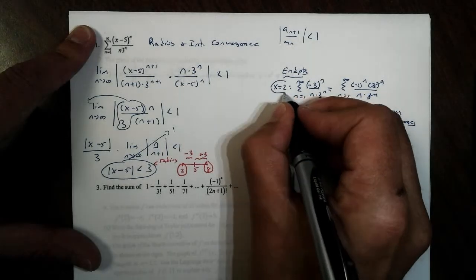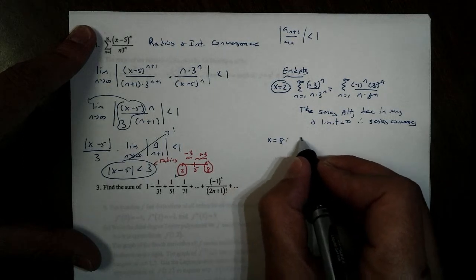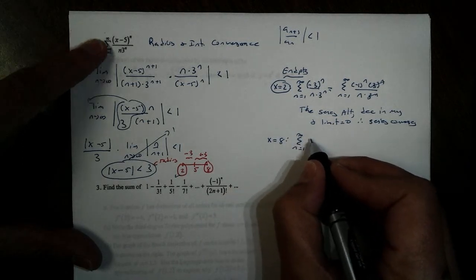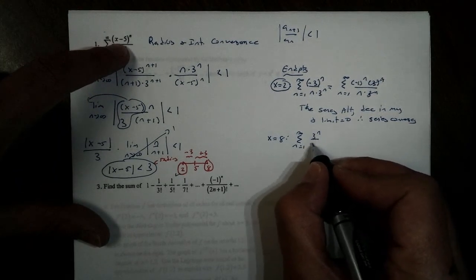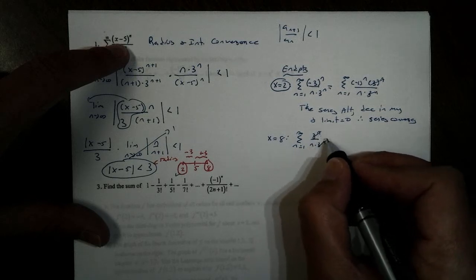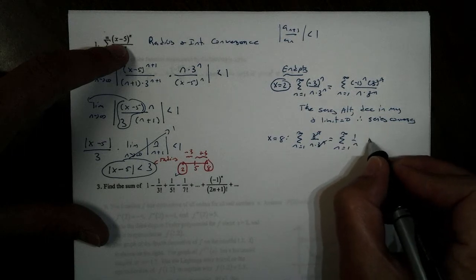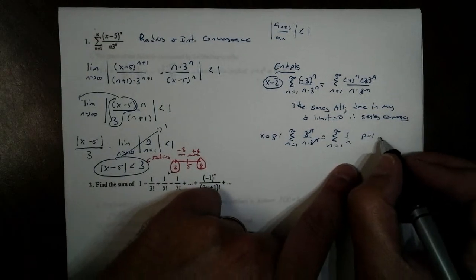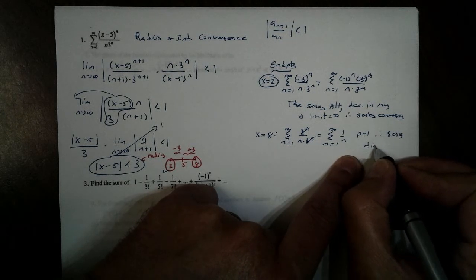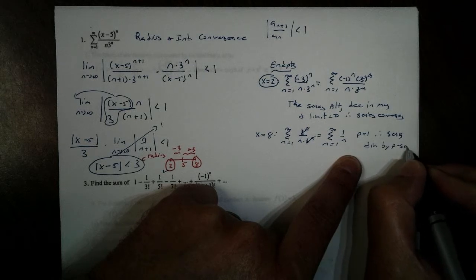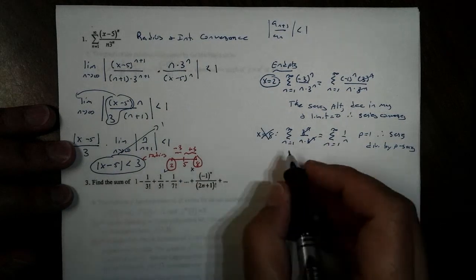So what's that tell me? x equals 2 is guaranteed to work. And my next one, 8. If I plug in 8 into the original, n equals 1 to infinity, we just get 3 to the n over n times 3 to the n, and those cancel. What I'm left with right here is 1 over n. Well, this is a p series, or you can say it's harmonic. p is 1, therefore that series diverges by p series, or you can say it's harmonic. Either one. So what does that tell us? 8 does not work.